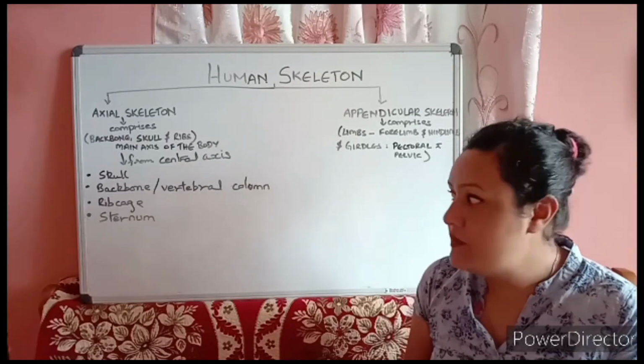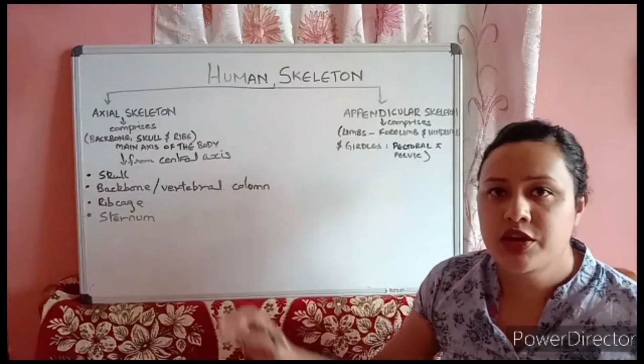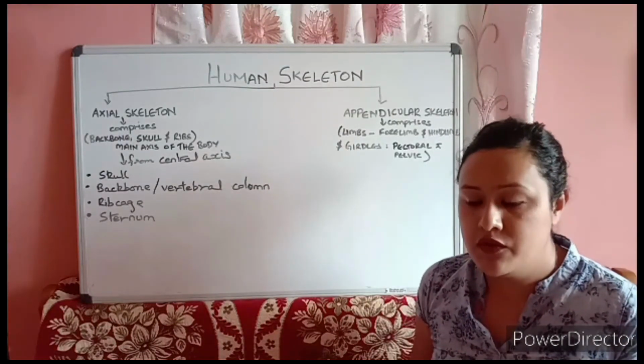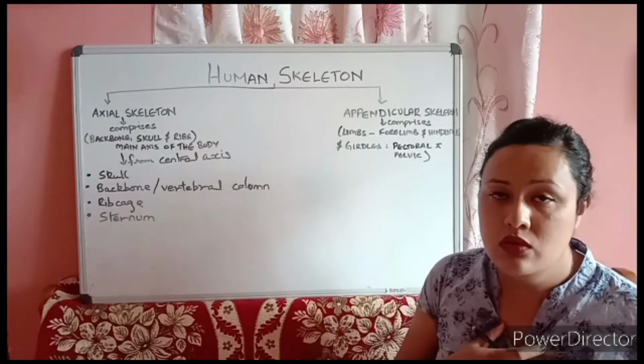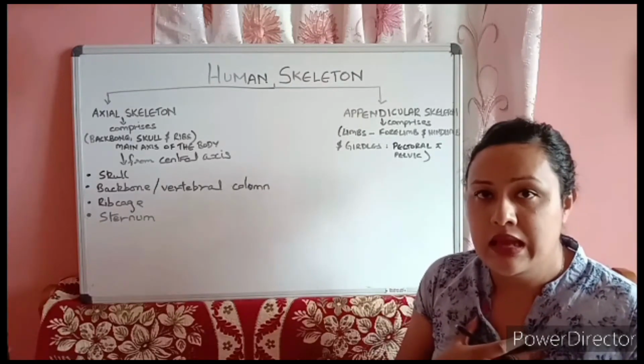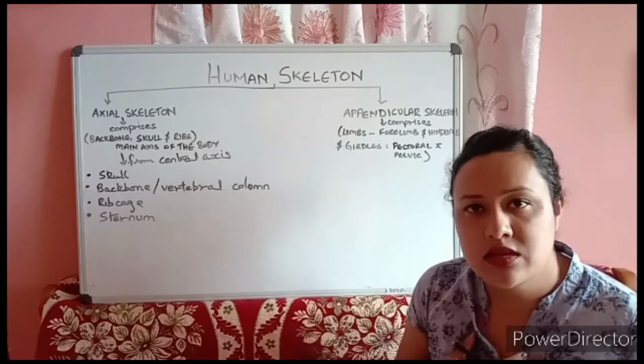Then we have the ribcage. Next, it is the ribcage. You all know the ribcage. What does it do? It is found in your chest region. It supports your chest, and also it protects internal organs like your heart and lungs.